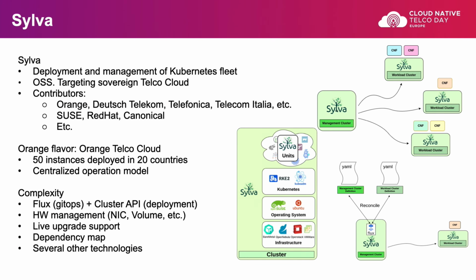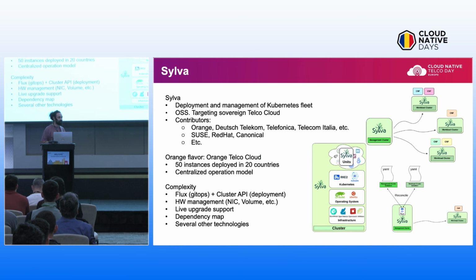Just as a little bit of background, at Orange we're building an open source project called the Sylva project. It's basically a way to deploy a Kubernetes cluster as a service, let's say. We are trying to be a bit agnostic of various platforms, so you can use infrastructure such as bare metal, OpenStack, VMware, or OpenNebula as the infrastructure on top of which you can deploy all of these. As operating systems, we support deploying with either Ubuntu or OpenSUSE.